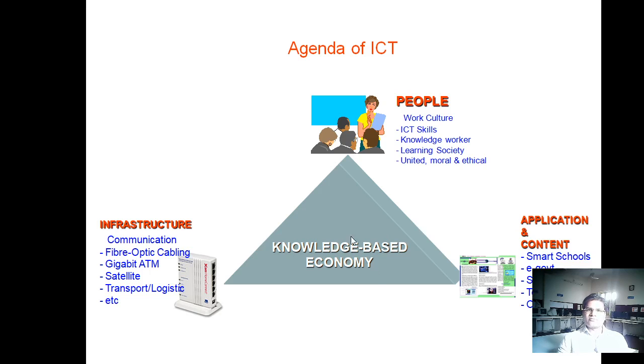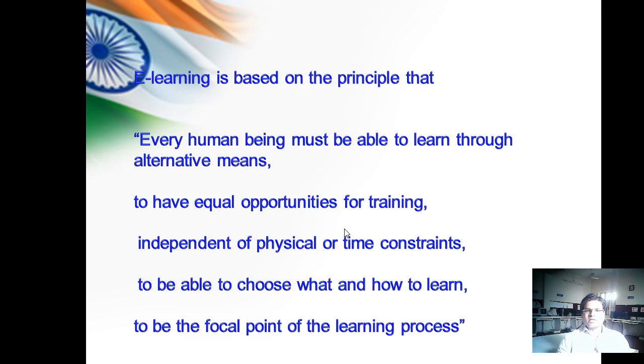Means we are not far from the influence of ICT in our life. E-learning is based on the principle that every human being must be able to learn through alternative means, to have equal opportunities for training. Means training is open to everyone and everyone can be part of this training, independent of physical or time constraints. It depends upon the person. Means the time which is convenient to him, he can learn himself or herself, and then be able to choose what and how to learn.